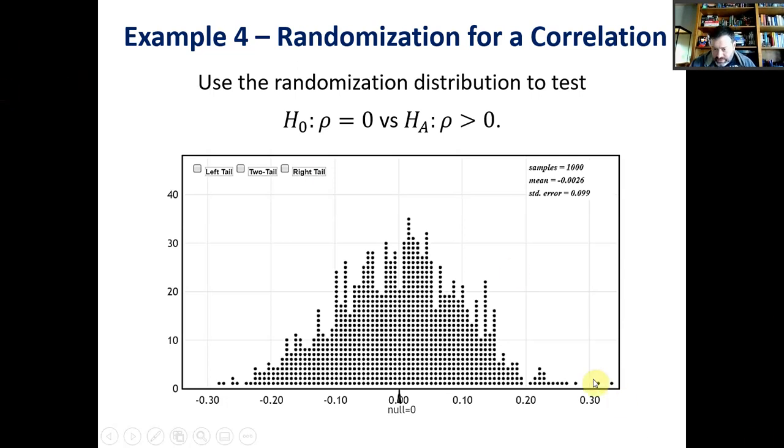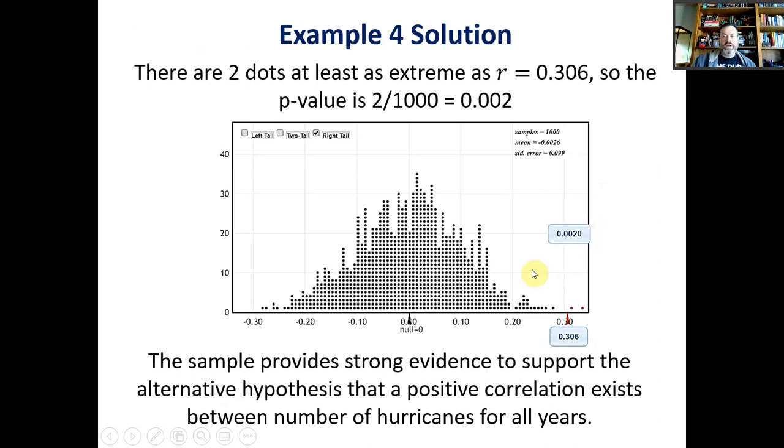Well, 0.306 is way over here. So you're going to get about 2 dots out of 1,000, right? And here it is up here. There are 2 dots at least as extreme as 0.306. So here's 0.306 right here. Move to the right, 2 dots. So the p-value is 2 out of 1,000, or 0.002. 0.002 is going to be less than any alpha value we pick. So that is strong evidence to support the alternative hypothesis that a positive correlation exists between the number of hurricanes and year for all years.